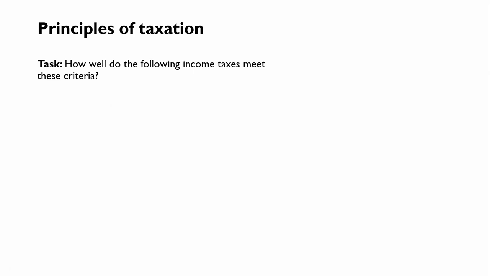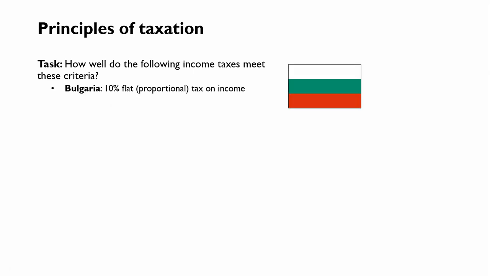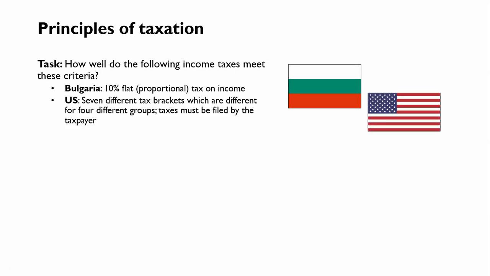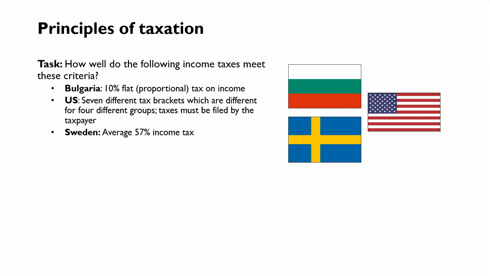If you're following along in the handout pack, you'll see these on the sheet. If not, why not write down your answer somewhere else? 3 systems. Firstly, Bulgaria, which has a 10% proportional tax on income. Everybody pays 10%. The United States, which has 7 different federal tax brackets, which are different for 4 different groups, and taxes must be filed by the taxpayer. Or Sweden, which has an average 57% income tax.